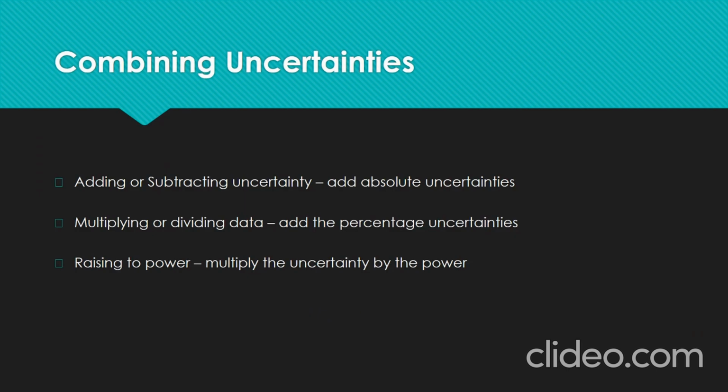For numerical questions involving uncertainties, here are the procedures. For addition, add the absolute uncertainties. For questions involving multiplication or division, add the percentage uncertainties. For questions involving powers, multiply the power with the percentage uncertainty and finally add them.